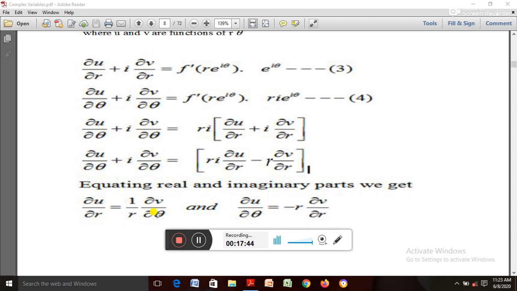By using these Cauchy-Riemann equation conditions, we will solve examples in the next video. So there are two theorems: the first one is the Cauchy-Riemann equations in Cartesian form, then the Cauchy-Riemann equations in polar form. By using these two conditions, we solve the example in the next video.